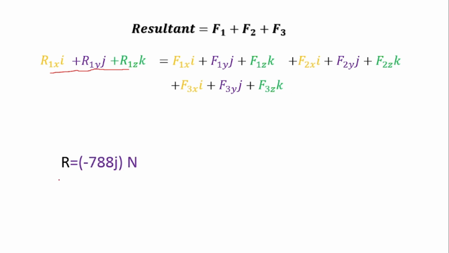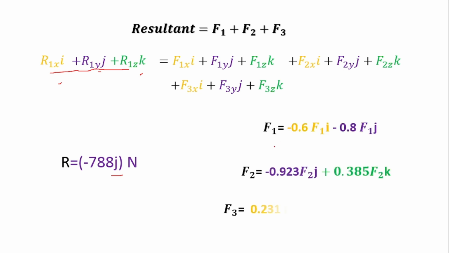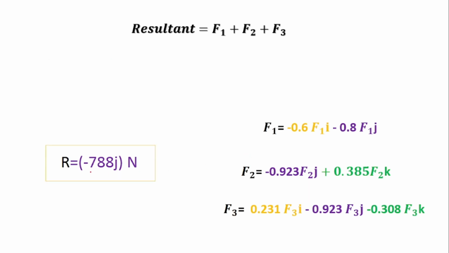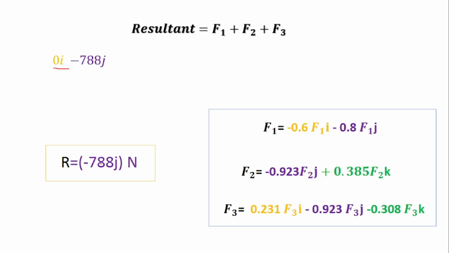Now the value of the resultant is given as minus 788 j in Newton. So only the j component is given. It represents that the x, that is i component, and z components have zero coefficient. The values of F1, F2 and F3 are already calculated and written over here, so we can use these values. To write the value of the resultant and the forces, we put the values in the above equation. So for the resultant, the i component is 0, the j component is minus 788 and the k component is 0.